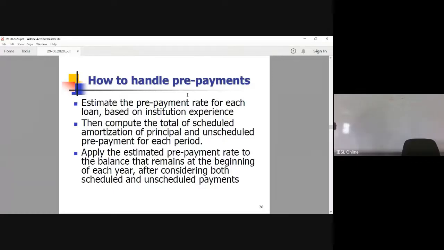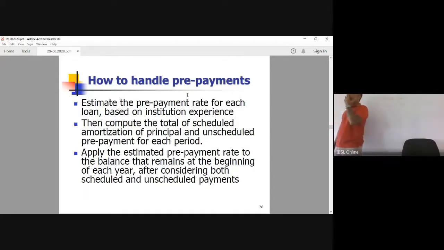Is that clear? Okay, so now coming back to our lesson, you have to basically estimate the prepayment. Now you don't know what these prepayments will be. Let's put it that way.